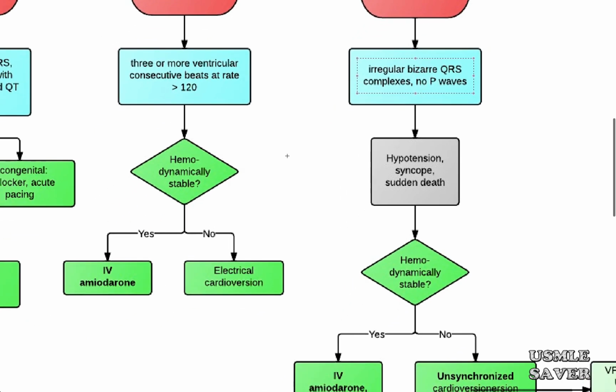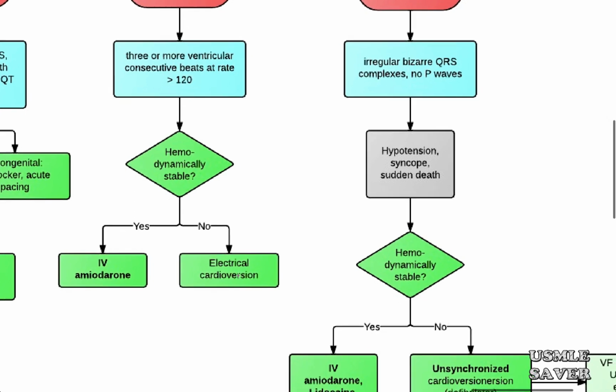Management of VTach depends on hemodynamic stability, or in other words, does the patient have a pulse? If the patient has a pulse, you can use IV amiodarone. If no pulse, then cardioversion. As I said before, you can use unsynchronized cardioversion for pulseless VTach and VFib.